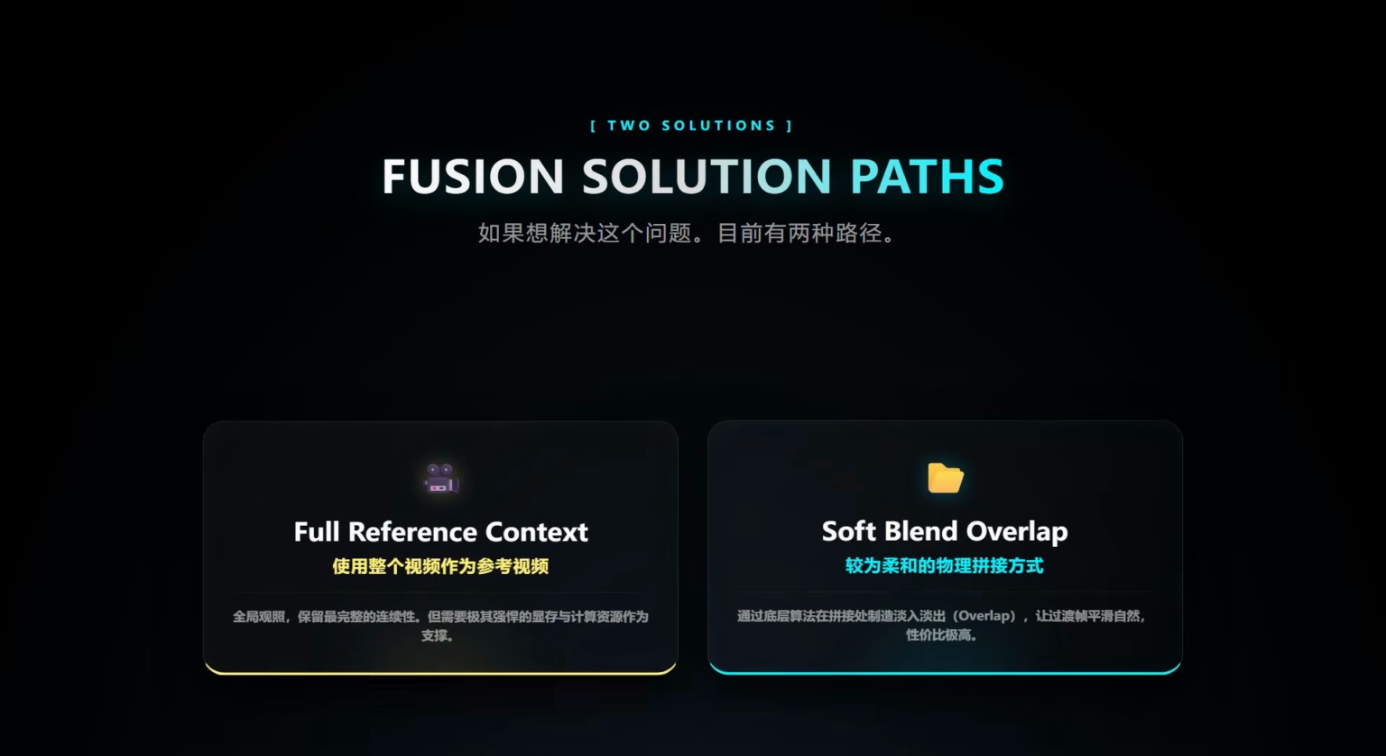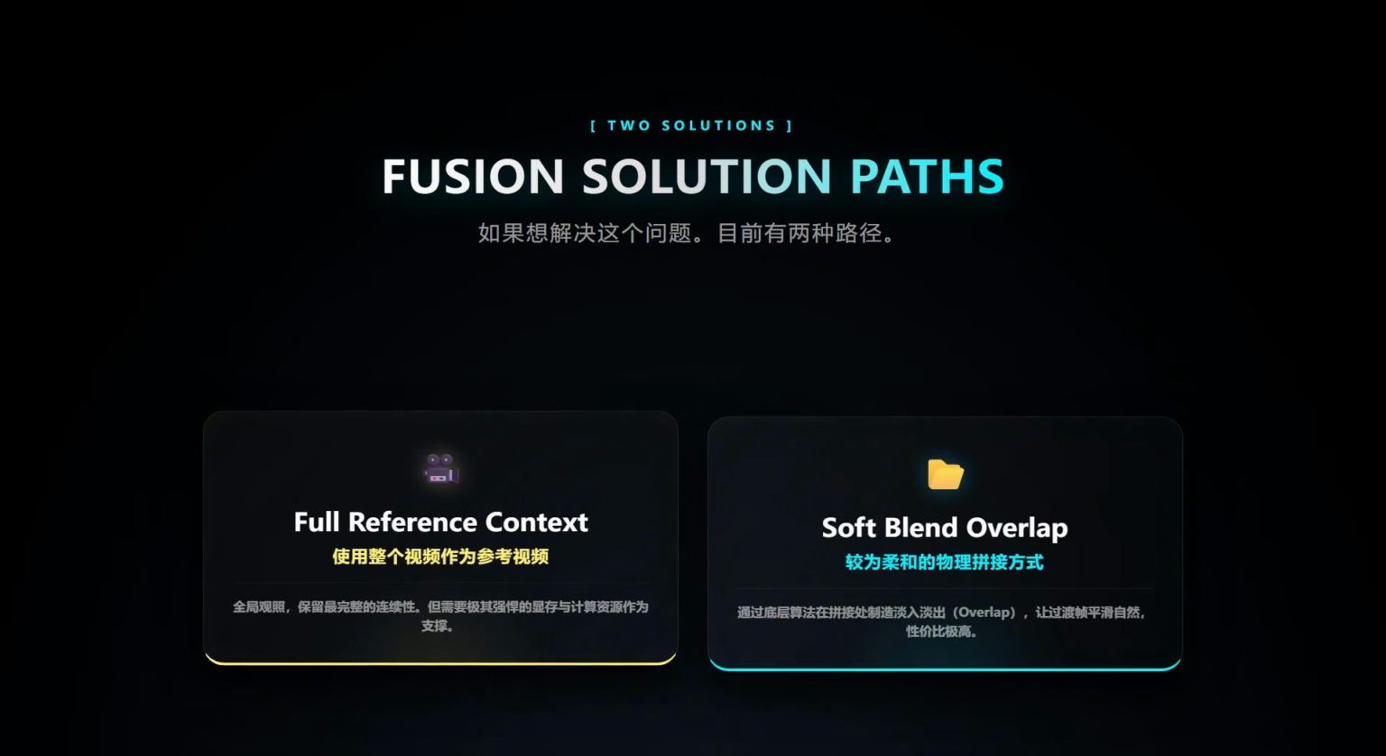The second method is that we need to optimize the splicing technique. You can't just use a direct hard splice. We need to use a much softer approach for blending. The first solution is simpler, but it consumes a massive amount of resources. Especially if our original video is very long, using all frames as reference frames is just not realistic. Therefore, we have to figure out how to use the second solution.